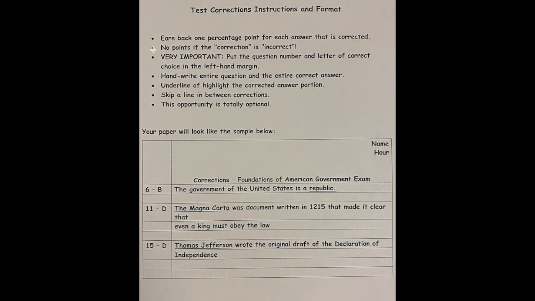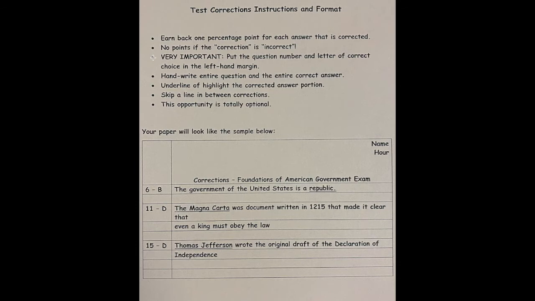Now, you will get no points if the correction is incorrect, meaning if you still put down the wrong answer, you don't get a correction point for that. The percentage point does not get added to your grade. The corrections must be correct.